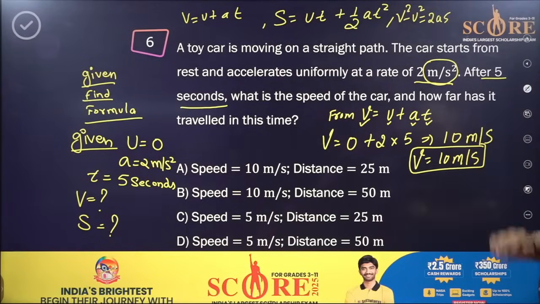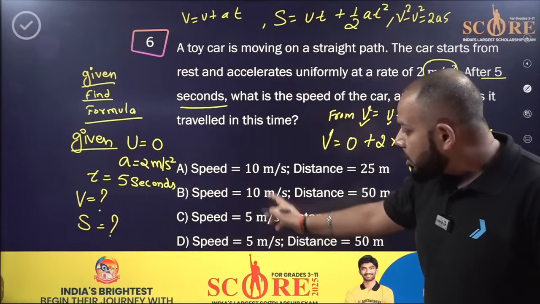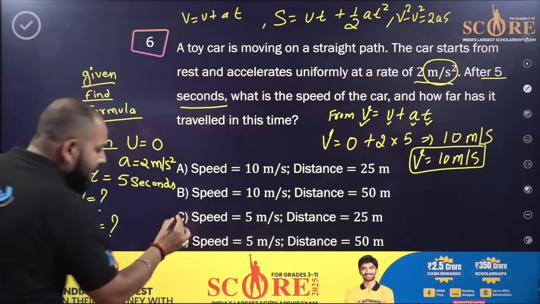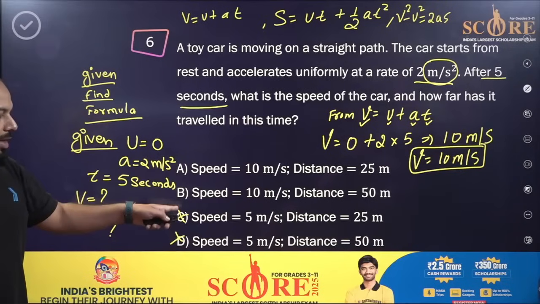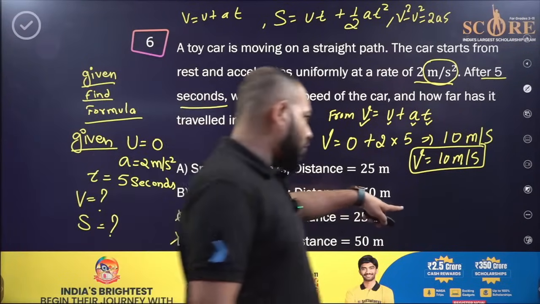Now, this one everyone got it. So 10, 10, where? 2 options. That means now C and D are wrong. Yes, C and D are wrong. So we have A and B left. Now let's find out the distance from it.